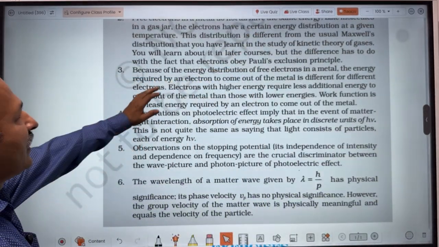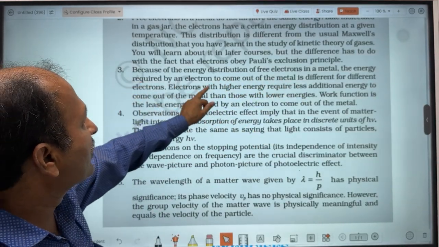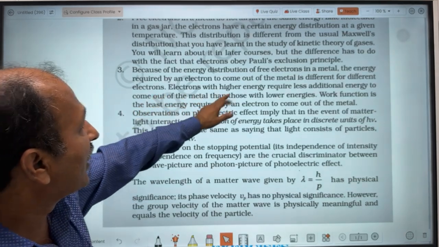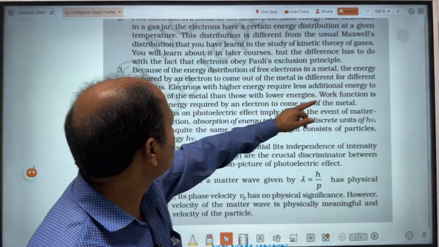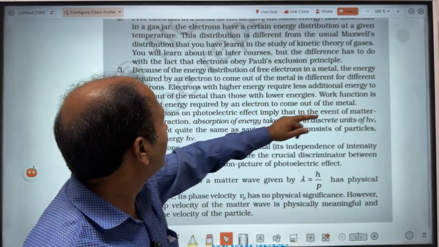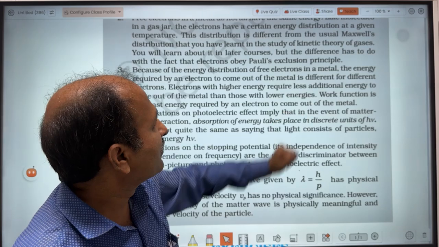Now, because of the energy distribution of free electrons in a metal, the energy required by an electron to come out of the metal is different for different electrons. Electrons with higher energy require less additional energy to come out of the metal than those with lower energy. Work function is the least energy required by an electron to come out of the metal.